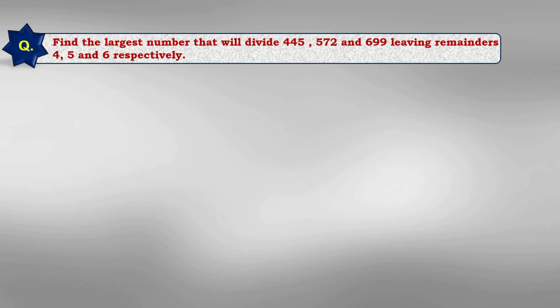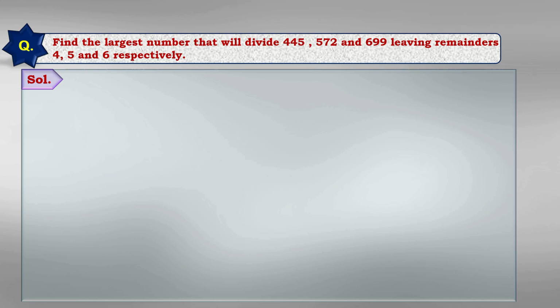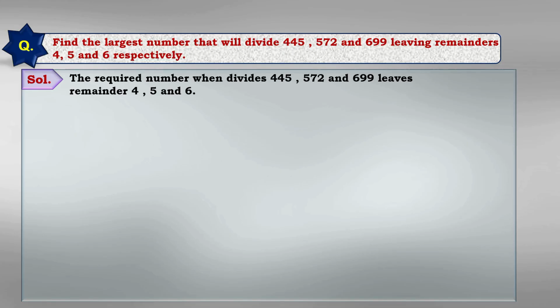Let us understand the given question step by step. The question asks us to find the largest number that divides 445, 572, and 699, leaving remainders 4, 5, and 6 respectively. First, remember an important rule. If a number leaves a remainder when dividing another number, then the divisor exactly divides the difference between the number and the remainder. So, we subtract the given remainders from the given numbers.